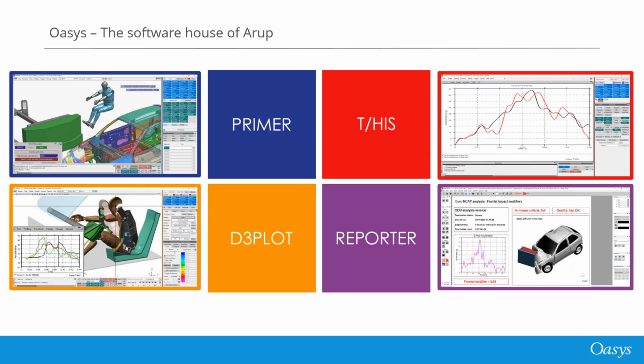So this is an overview of the four main tools that make up the Oasys LS-DYNA environment. First, we have Primer, our preprocessor. Then we have THIS, a graphical plotter designed for LS-DYNA. Next, we have D3plot, which is used for viewing, animating, and plotting all the visual output from LS-DYNA. And finally, we have Reporter, which adds the ability to automatically produce reports for your LS-DYNA analyses.